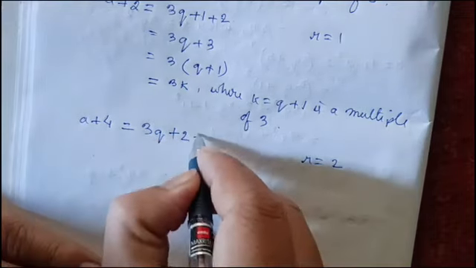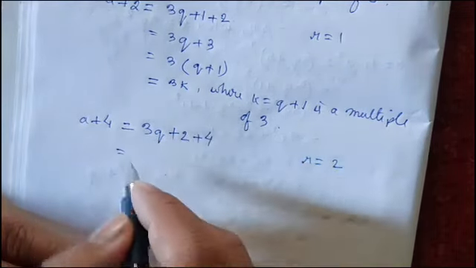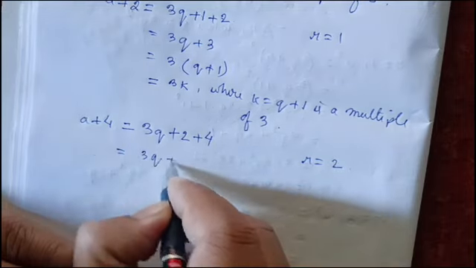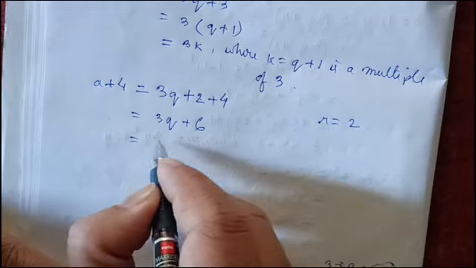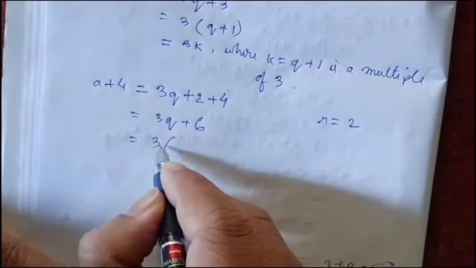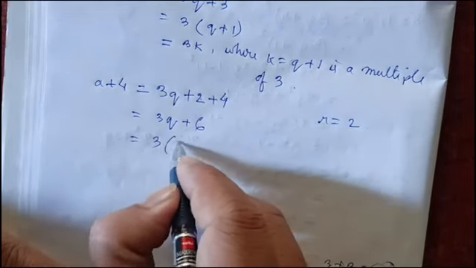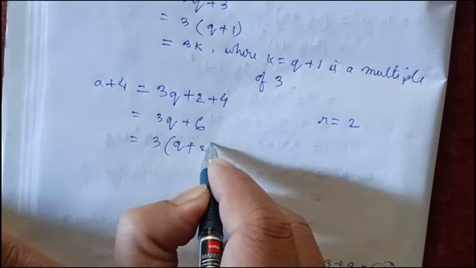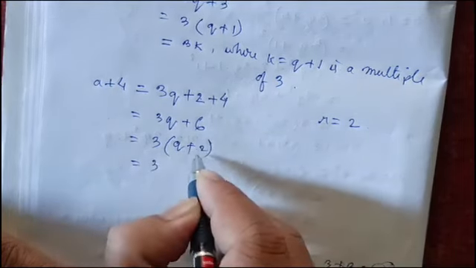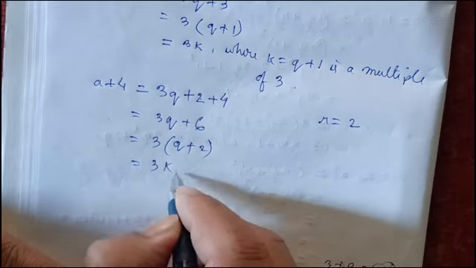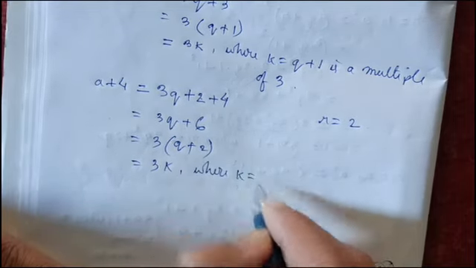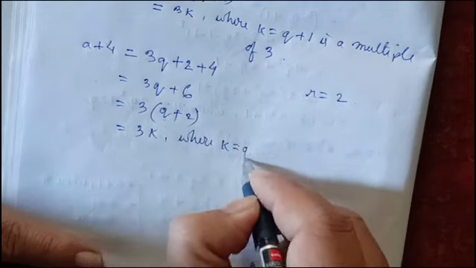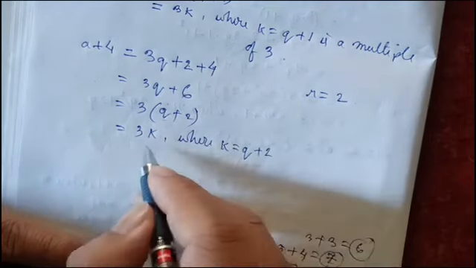From the question we have plus 4 plus 4. Okay, then 3q, you know that 4 plus 2 is 6. You can take the common, you take 3 common, then q plus 2, 3 twos are 6. Okay, the number inside the bracket you replace with k. All right, so where k equals q plus 2.